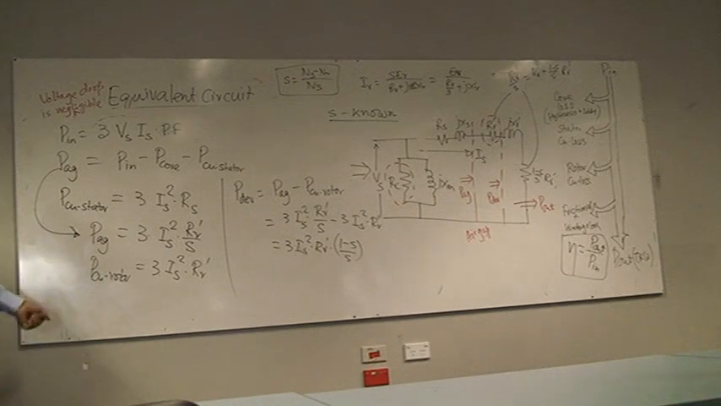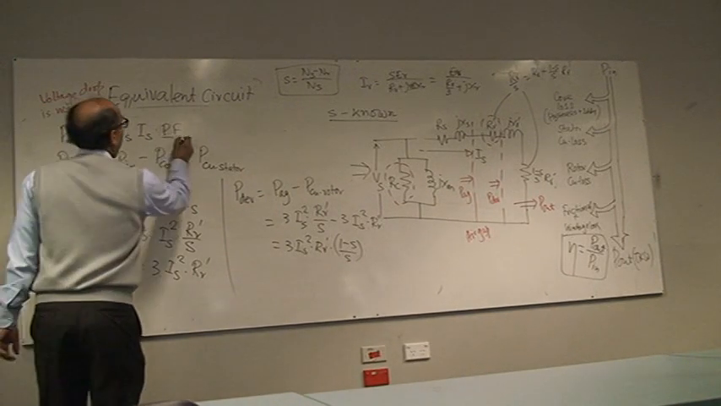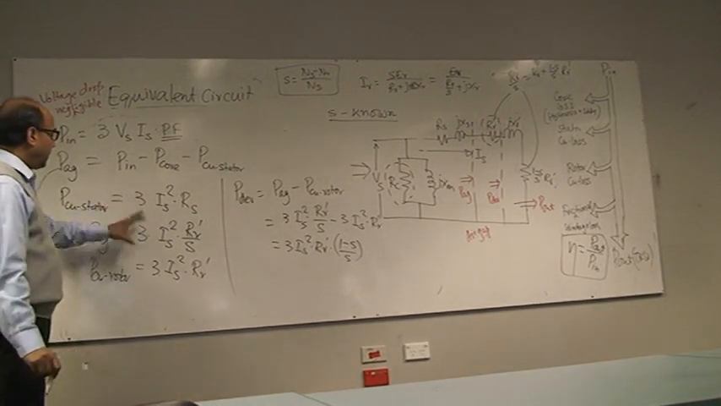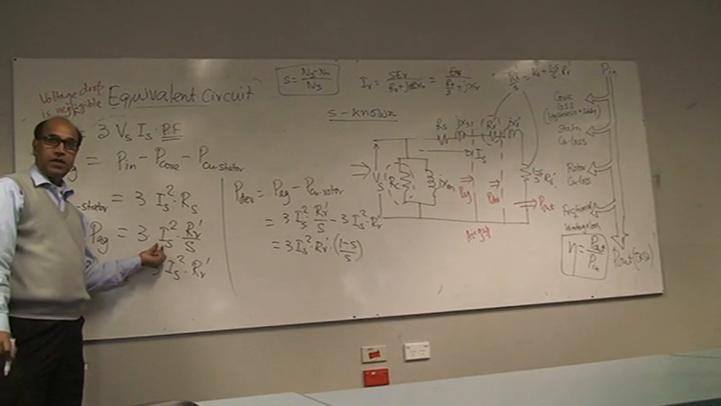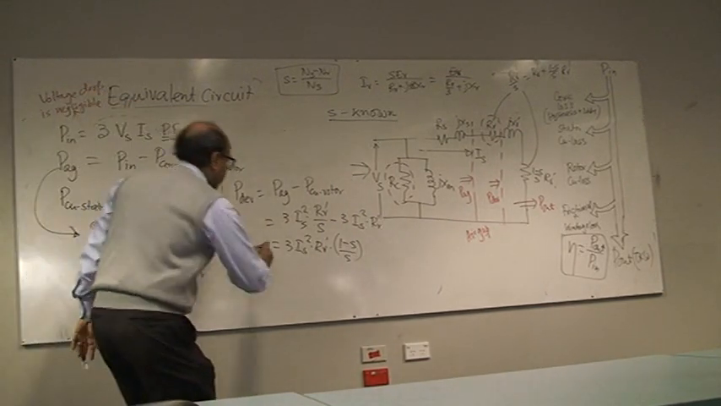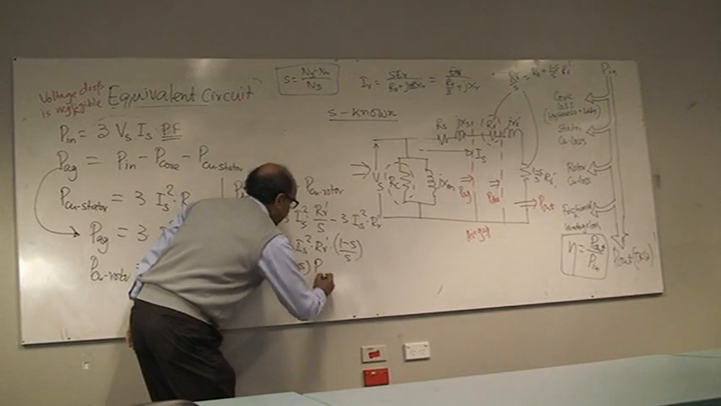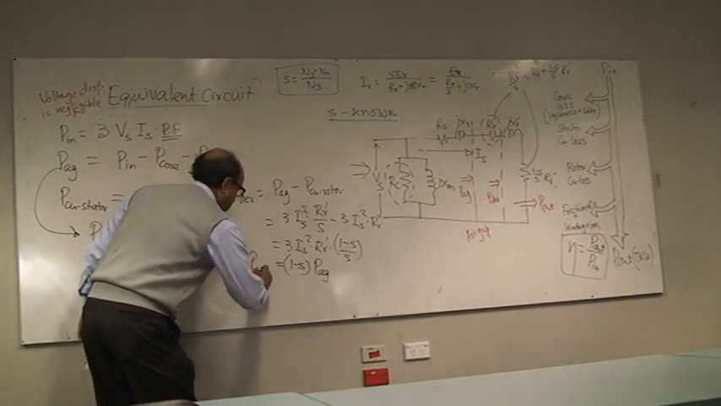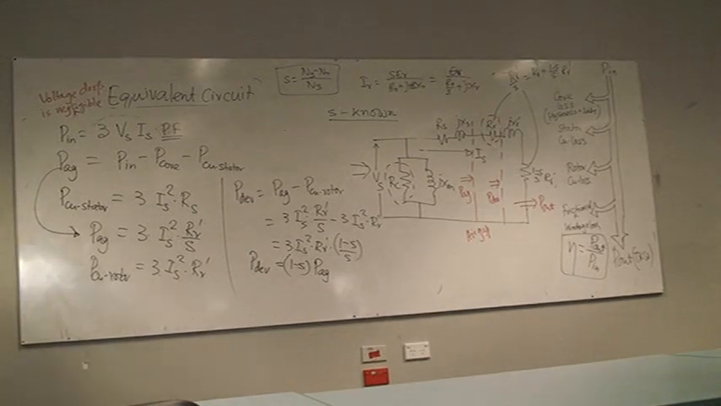Where does the power factor go for P air gap? Power factor is here, but it appears in the current. In any alternating current you have the magnitude and the phase angle, and the power factor is in the phase angle. So this is 1 minus S times P air gap. So P developed is actually 1 minus S times P air gap.